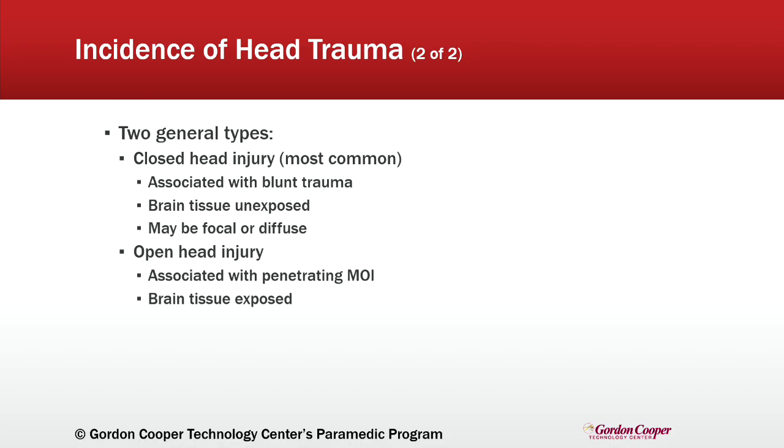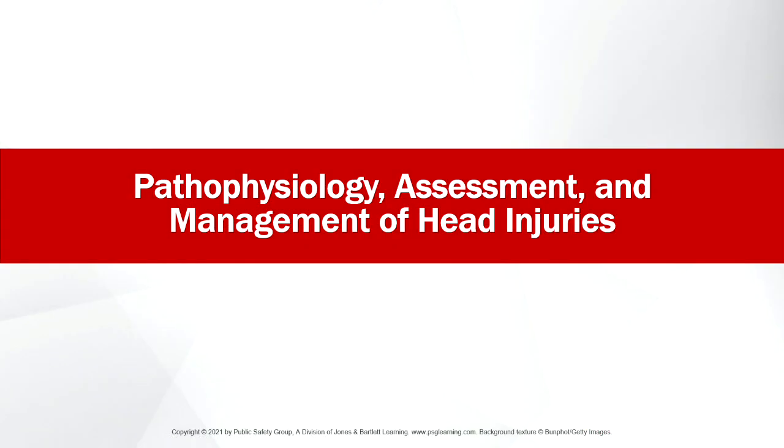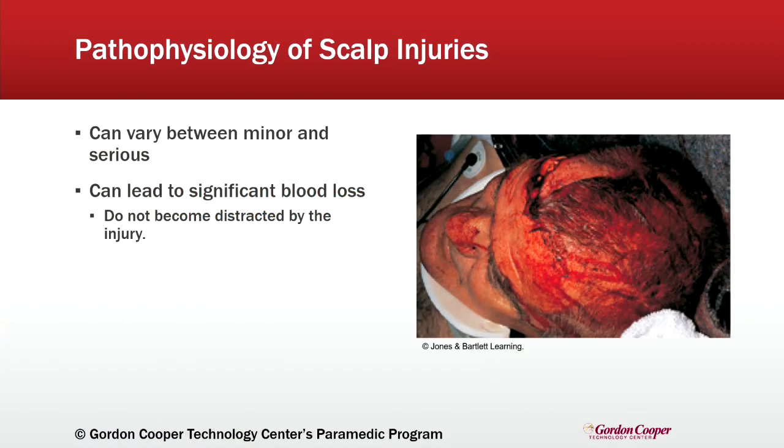Open head injuries are associated with some sort of penetrating mechanism. In these cases, the dura mater is penetrated and the brain tissue is exposed to the outside environment. So, how do we manage these? How do we deal with these head injuries?